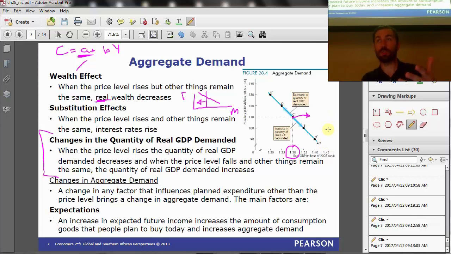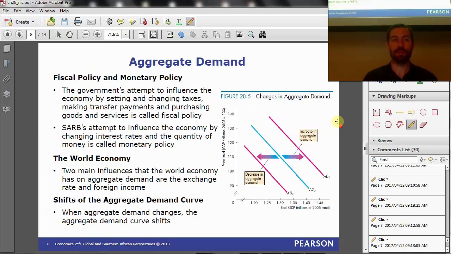Increases investment. So without a change in the price level, there's an increase in investment when the Reserve Bank increases money supply. Exactly, right? So fiscal and monetary policy actions will shift our aggregate demand to the left or to the right. Then it says the world economy, and this has to do with exchange rates.